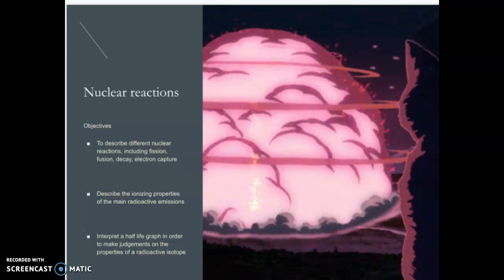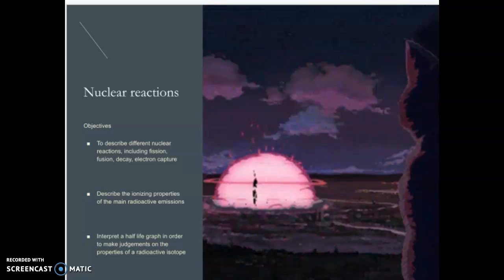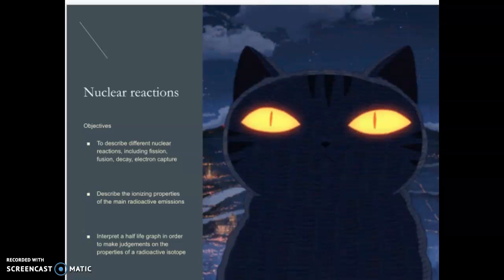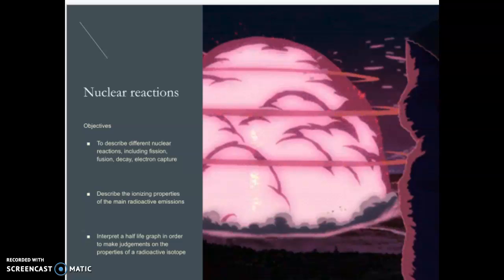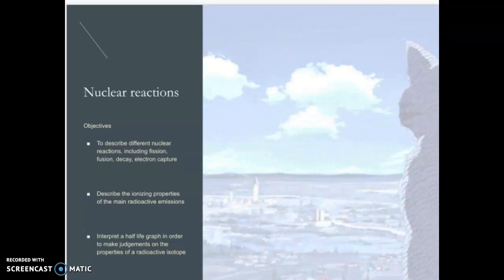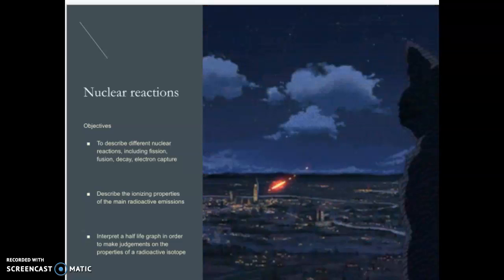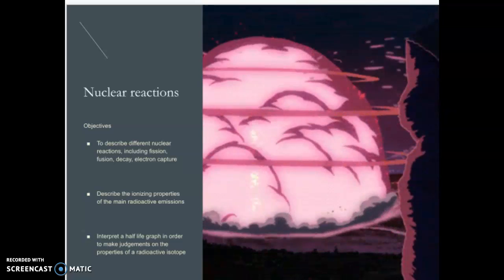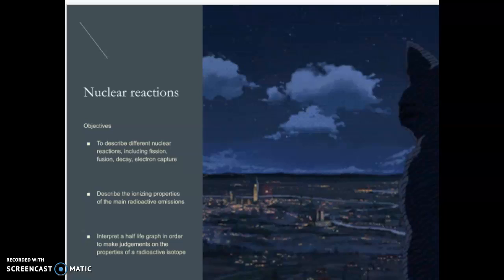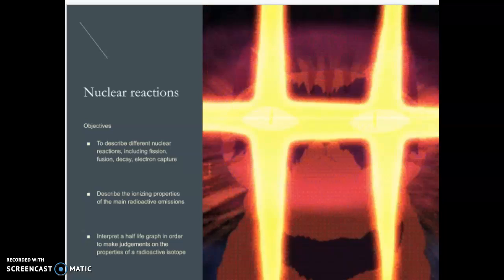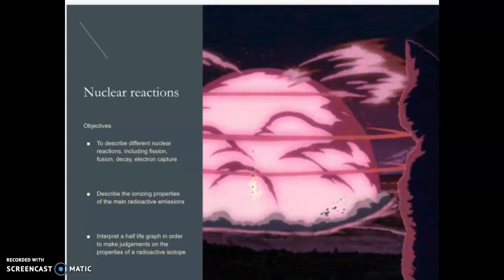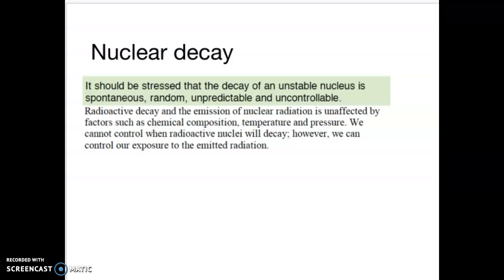This lesson will enable us to tie up a few loose ends. The first thing we're going to do is to look at some specific types of nuclear reaction. Then we're going to describe the ionizing properties of the four main radioactive emissions. And then lastly, we're going to look at the random nature of these radioactive emissions, and we're going to look at the half-life exponential graphs of a radioactive element.